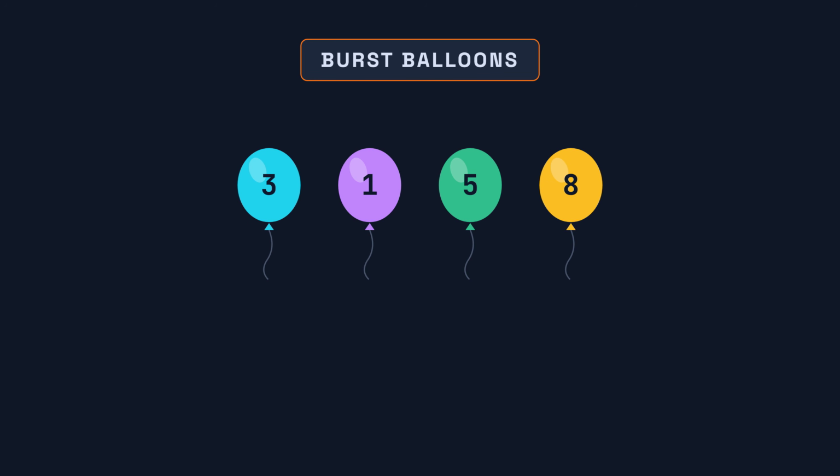One small fix before we solve it. The first and the last balloon only have one neighbor each. So imagine an extra balloon with a 1 on it at each side. Multiplying by 1 changes nothing, it just makes every pop work the same way.